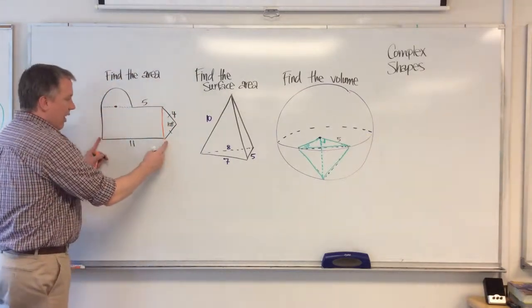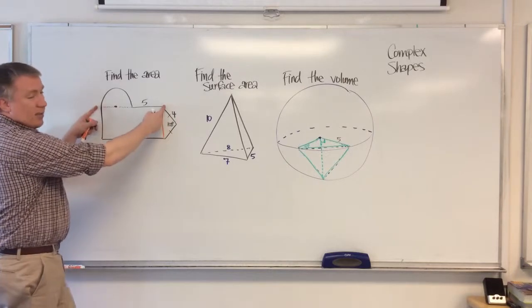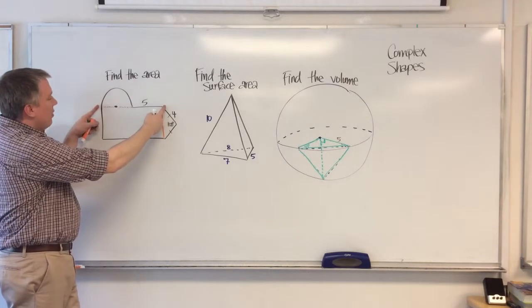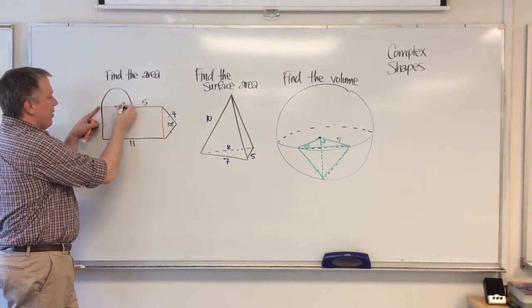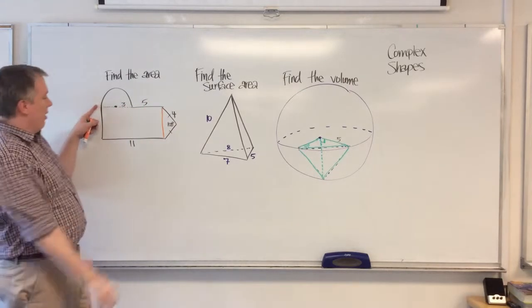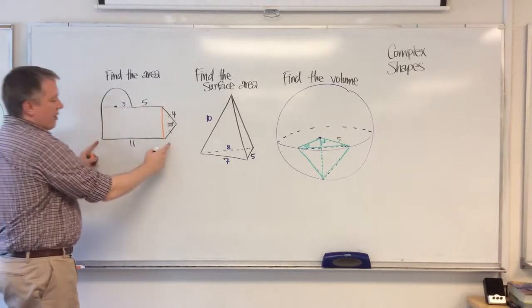If this side is 11, then this side also has to be 11 because it's a rectangle, which would leave 6 here, because 5 plus 6, which would mean that the radius of this half circle is 3. Because 3 plus 3 plus 5 is 11.